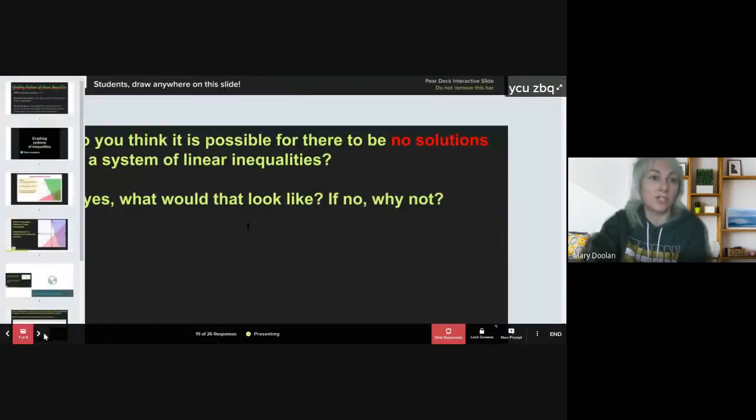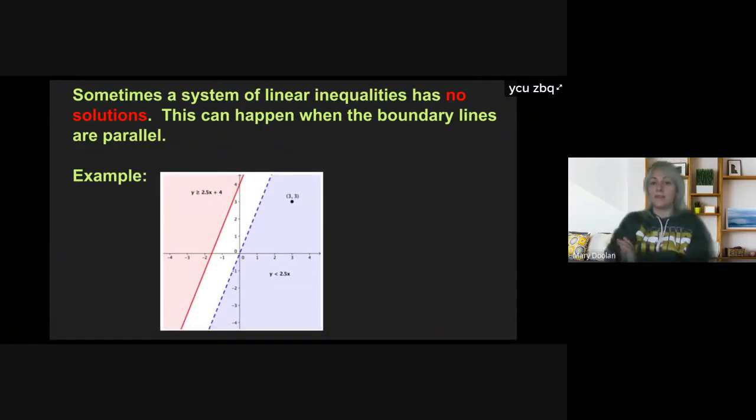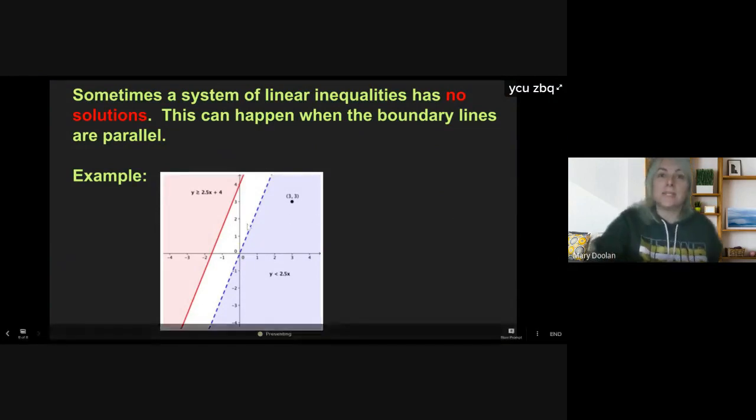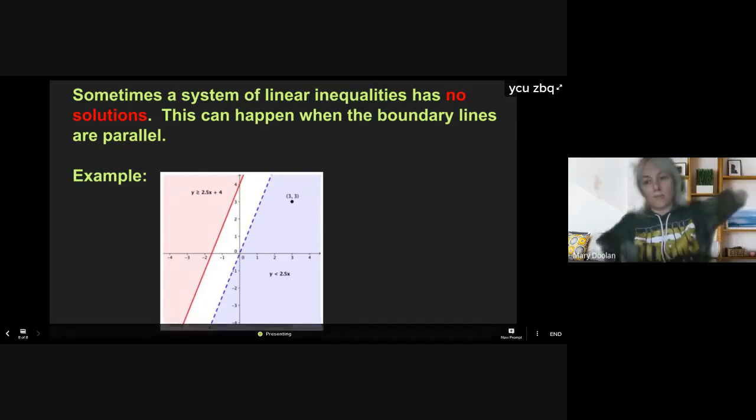So I'm going to go ahead and show you that it is possible. A lot of you are on the right track. If you have parallel lines, maybe they don't overlap, and so this is an example where there is no solution. We have this red inequality, y is greater than 2.5x plus 4, and we're shading above the line. And then we have this line, y is less than 2.5x, and we're shading below the line. Because they have the same slope, the lines are parallel, so they never intersect. They go on forever and they never meet, and we're always shading away from each other.